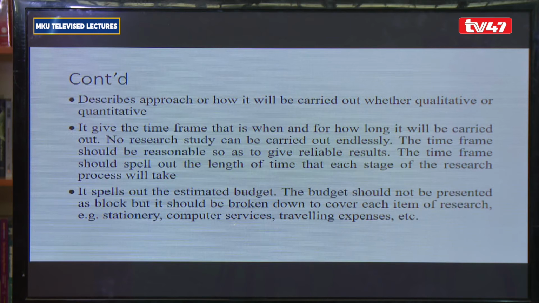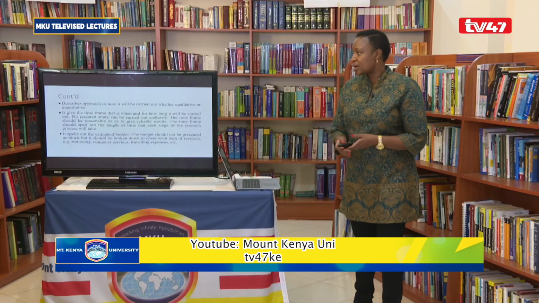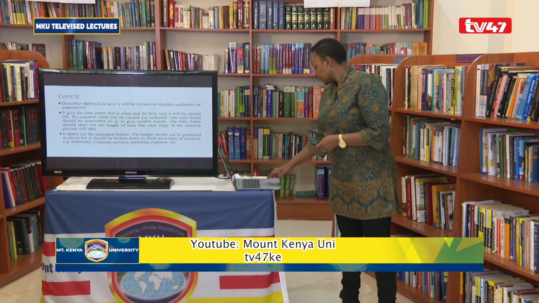It also should be able to give the time frame. You know, we say no research study can take place endlessly. And that's why somewhere in the document there must be a work plan. So it should be able to tell us that and give us reliable results. And of course, it spells out the estimated budget. And of course, this is what we expect any researcher to be able to do.